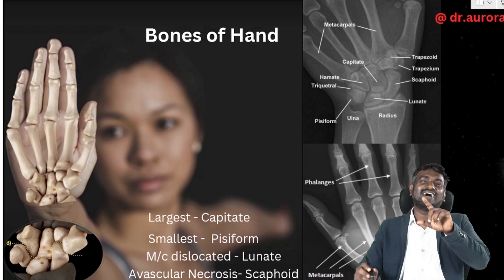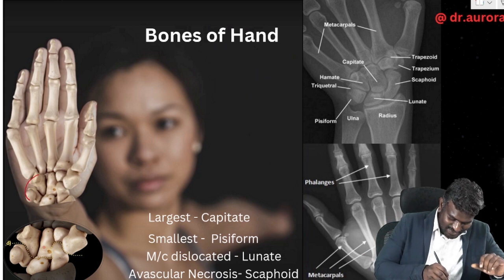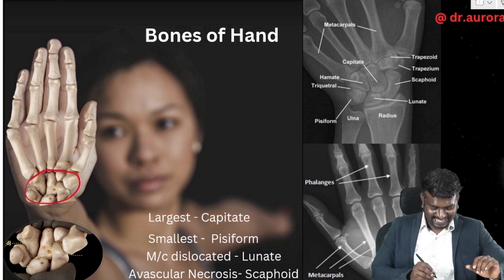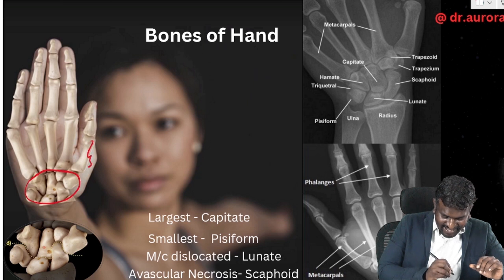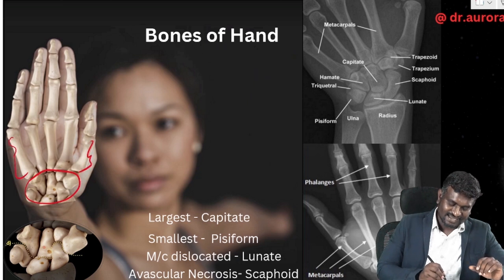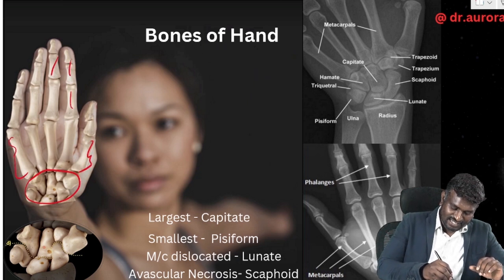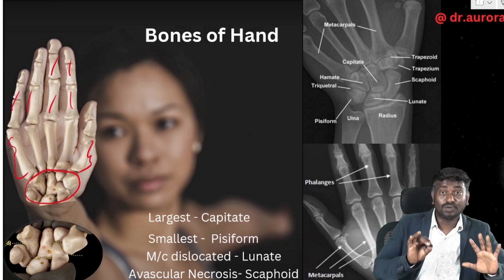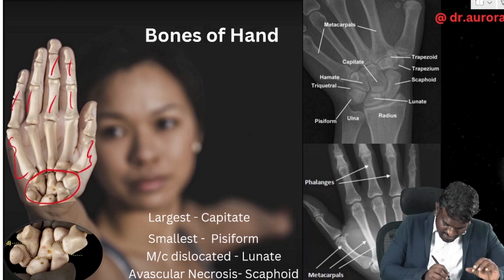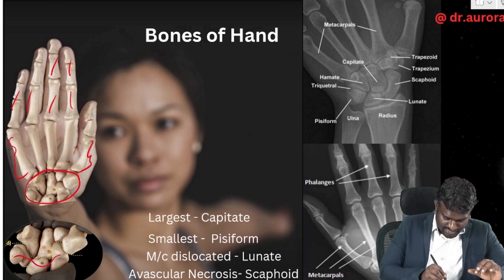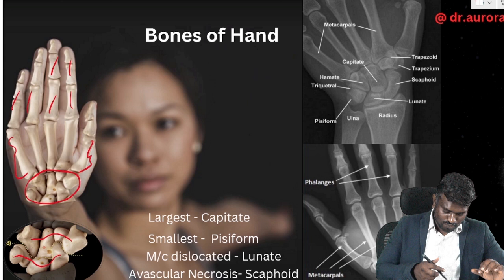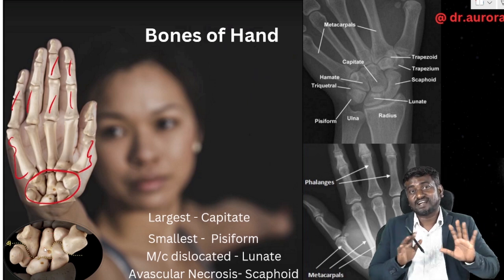Bones of the hand. Look at this. This is going to be the carpal bones. These are going to be the metacarpals. These are going to be the phalanges, very important, the basic ones. Next, this is going to be the proximal row of the carpal bones, and this is going to be the distal one. Now, you have to remember the carpal bones.